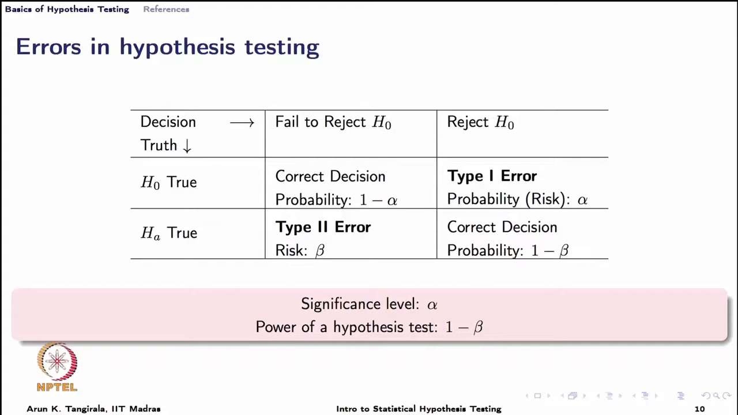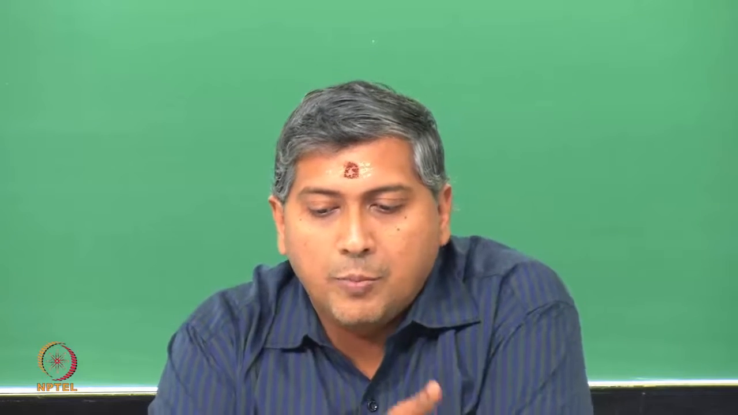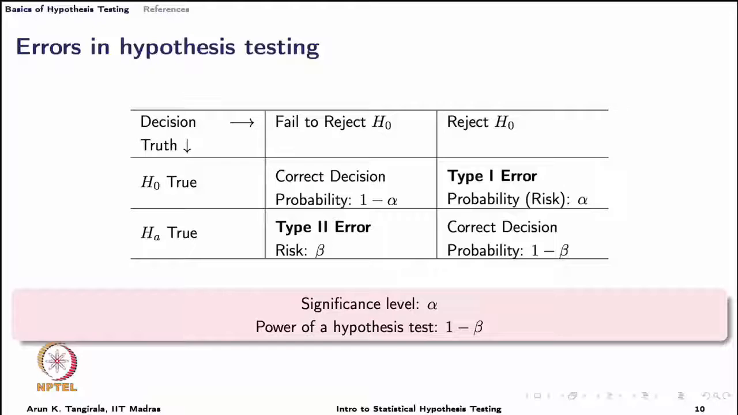Essentially what you are doing is you are partitioning the space of possible values for the statistic into 2 parts, acceptable region and a critical region. That is why hypothesis testing is also like the classification problem, you can think of it that way. This probability of rejecting H naught when H naught is true is also a risk. Why is it called a risk?